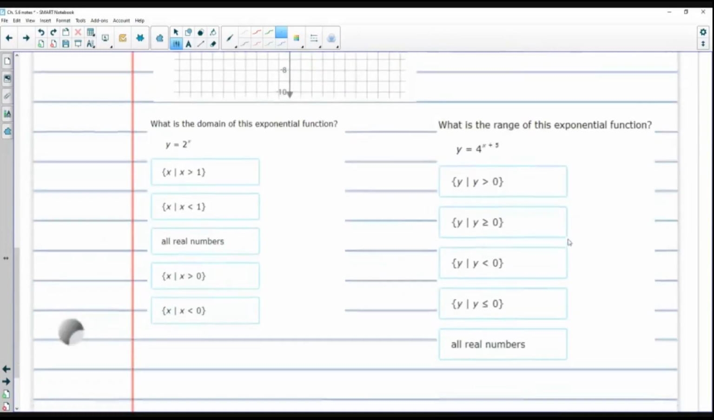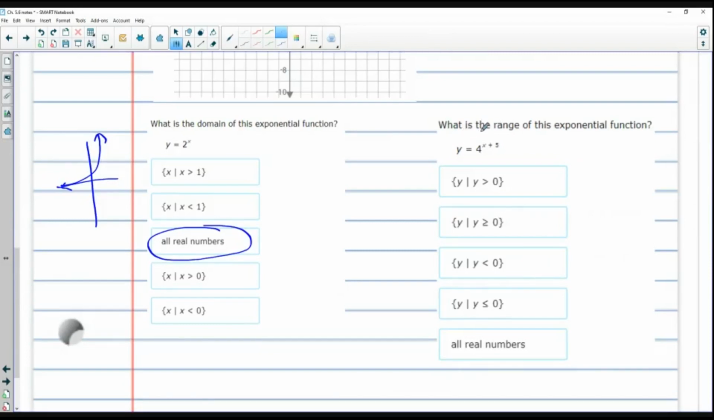All right, let's look at the next one right here. What is the domain of this exponential function? Okay, so what I would do here is graph it on your graphing calculator and see what the domain is. When you graph this, you're going to end up with a graph that looks like this. So what do you think is the domain? Remember, domain is all your x values. What would be the best answer here? Yes, that's it. Very good.